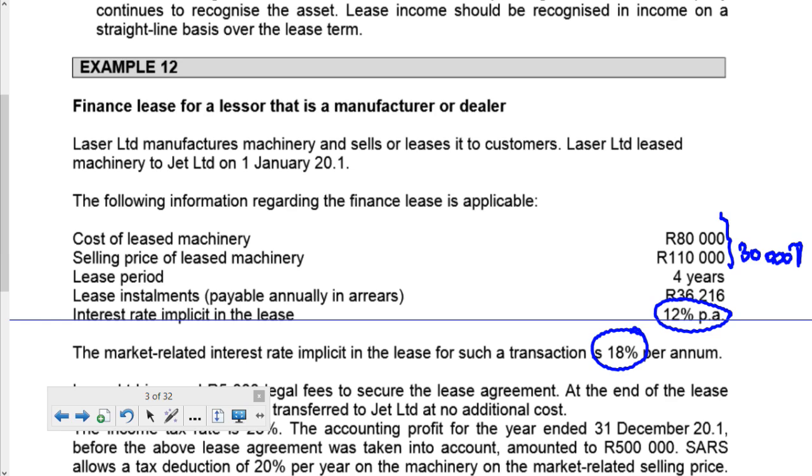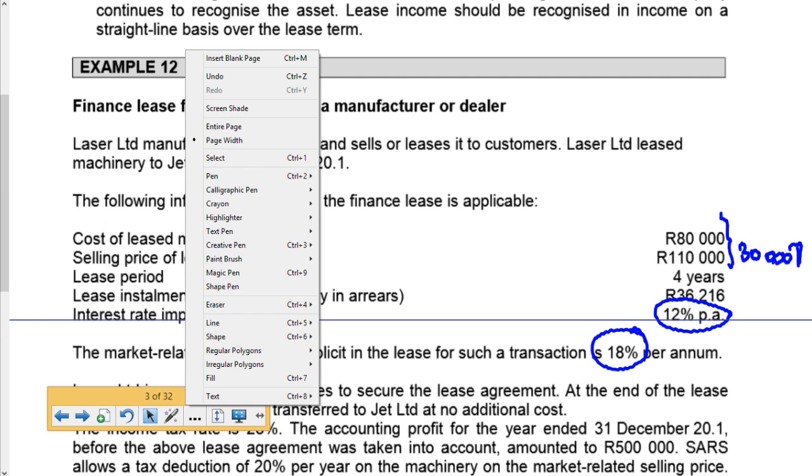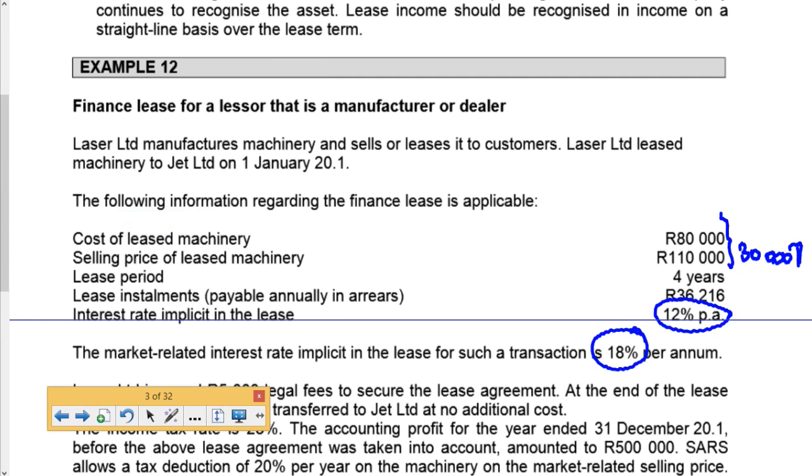So the first step is to work out what would the PV be. What is the value? Let's rather say it like that. We have to ask ourselves, what is the value of 36,216 Rand per annum for 4 years at a market interest rate of 18%? Because that's actually what I'm getting for my machine. So that is step 1, if you could do that calc for me.